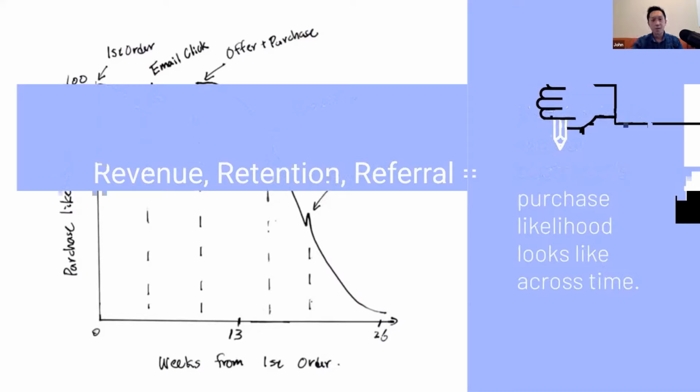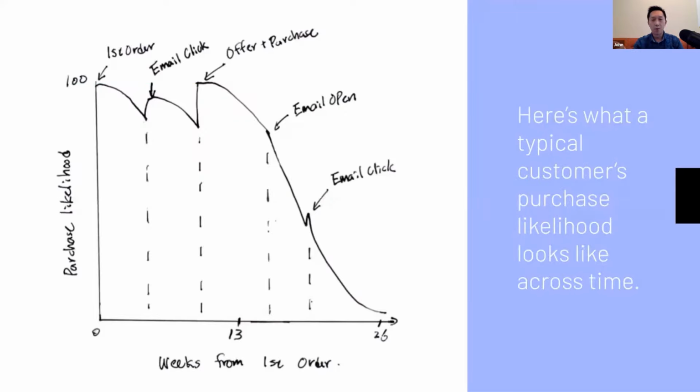And then maybe things go downhill from there. Maybe a couple more weeks go by and we don't hear from them. They have an email open with no clicks, and then another week goes by, maybe another email comes, and they click. At this point, their purchase likelihood is very small, and that continues to dampen through time.